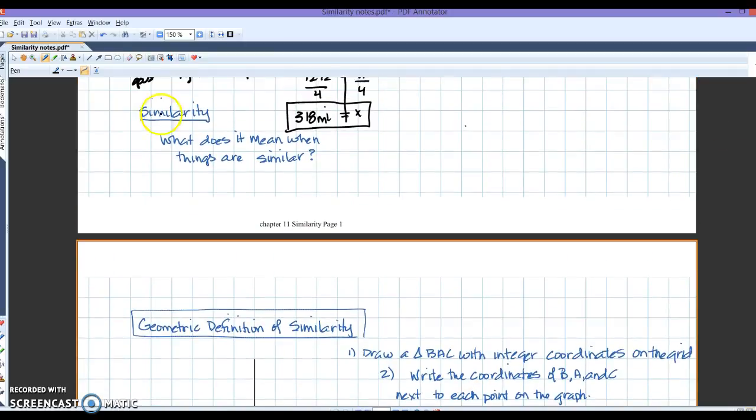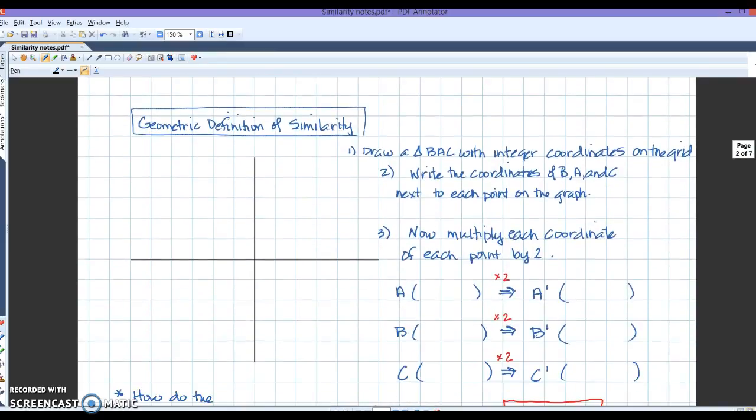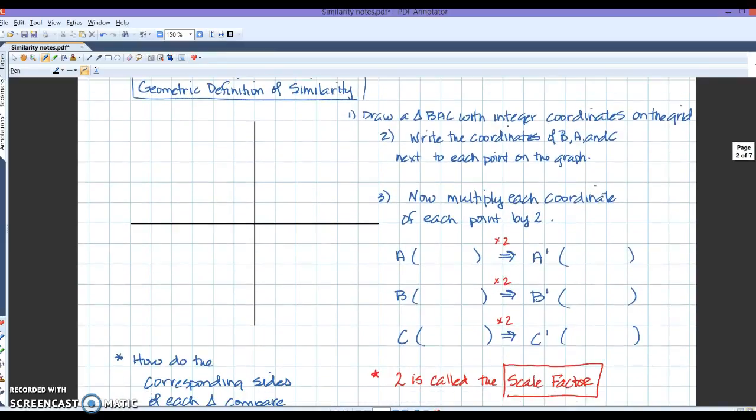I'm going to skip this question about what does it mean when things are similar. We'll just get back to that in a little bit. Let's look at a geometric definition of similarity. So here's a small activity.